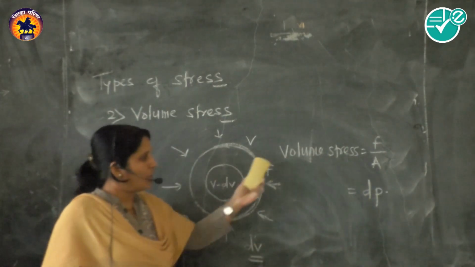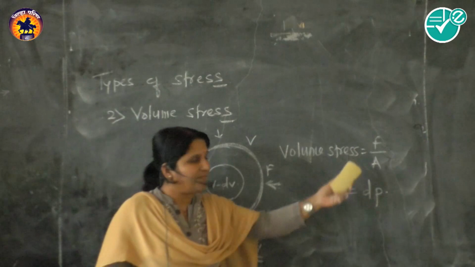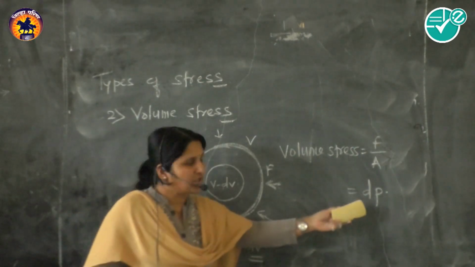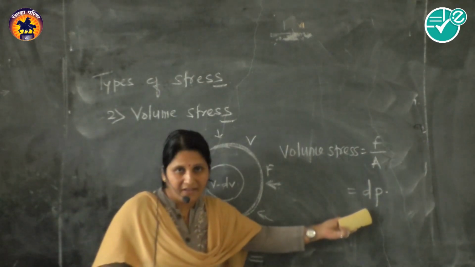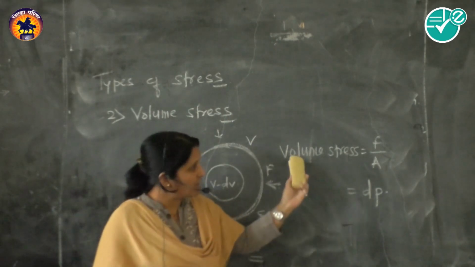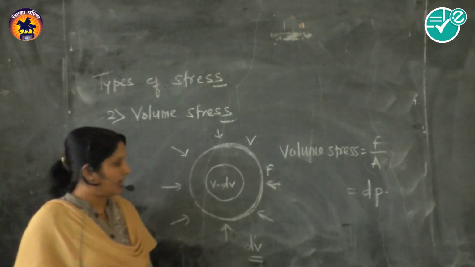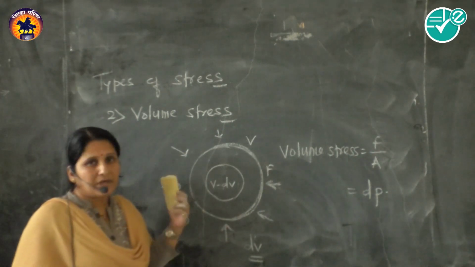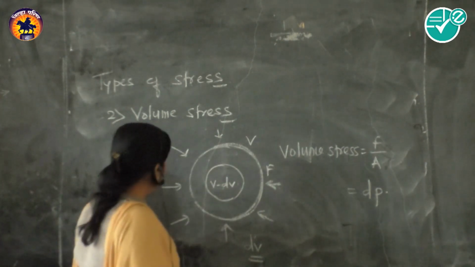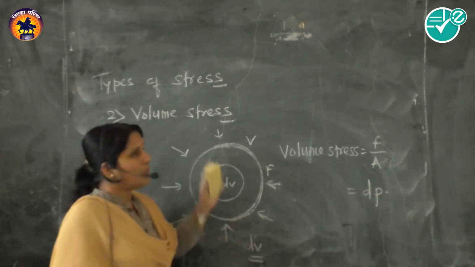Means in this case volume stress is dP, that is F by A, and we know that pressure is not a vector quantity, actually it is scalar, but stress we call it a tensor. It can be treated as again scalar. So we know the SI unit, we know the dimensions. Now I will not tell about all those things. So this is all about your volume stress.